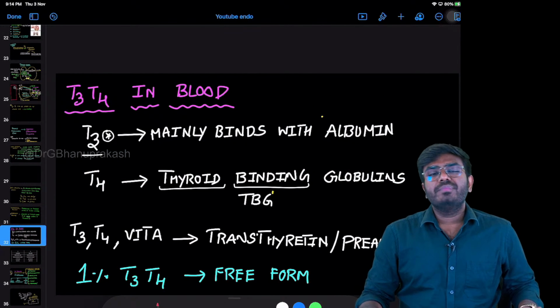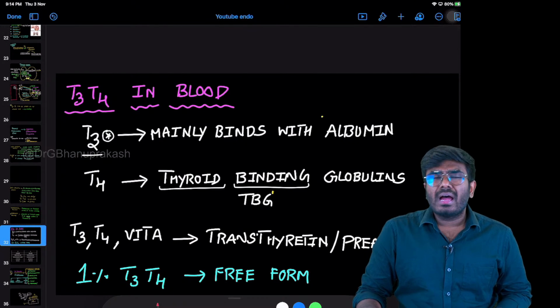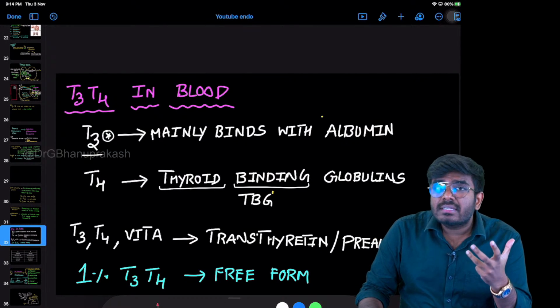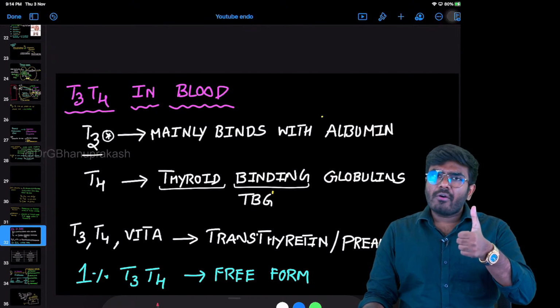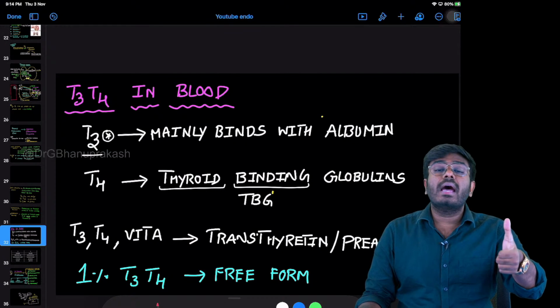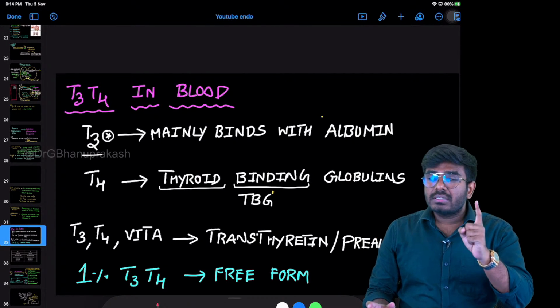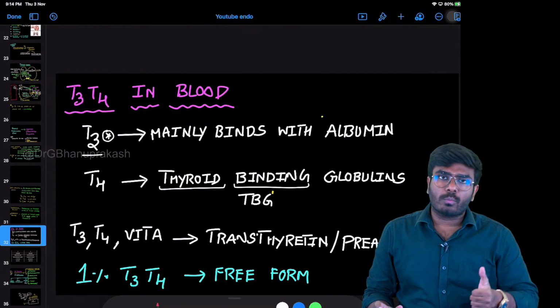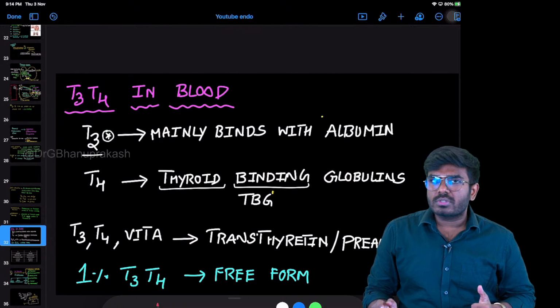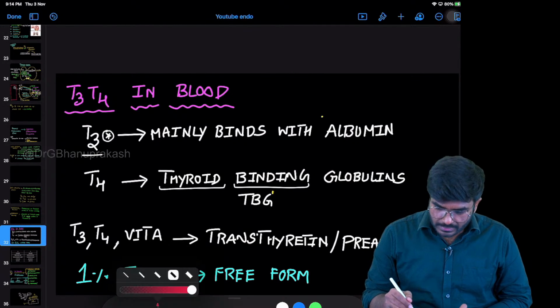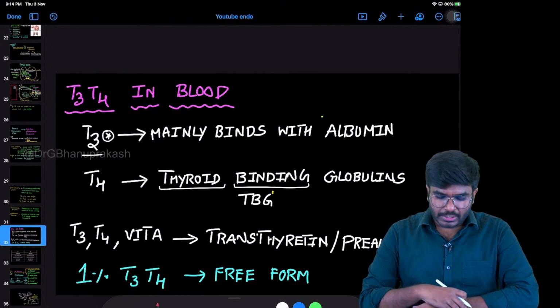Now, let's see some important properties of T3, T4 and what exactly these thyroid hormones are doing to our body. I have already explained to you, sir, growth hormone is the anabolic hormone, but the T3, T4 are catabolic hormones. Now, why are they called catabolic hormones? In a minute, we will see. But before that, let's continue with the basic points.